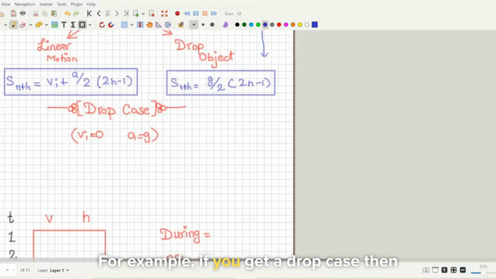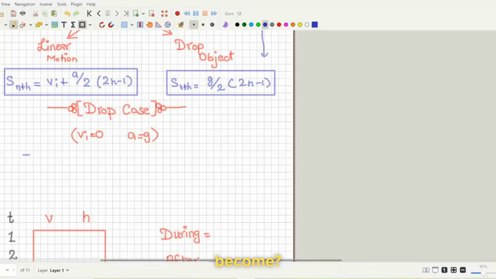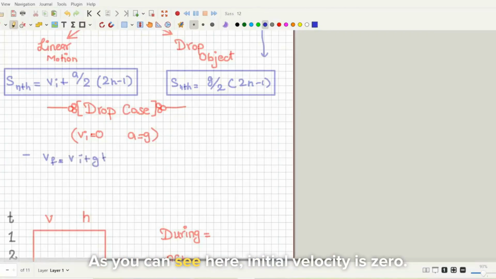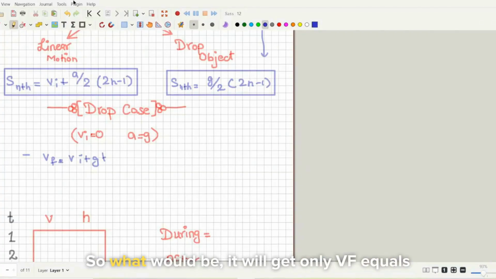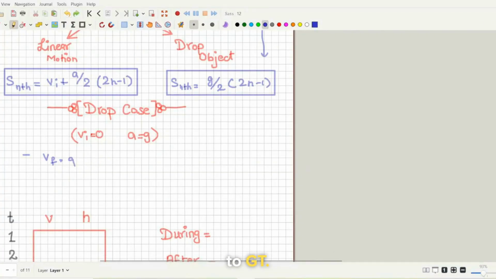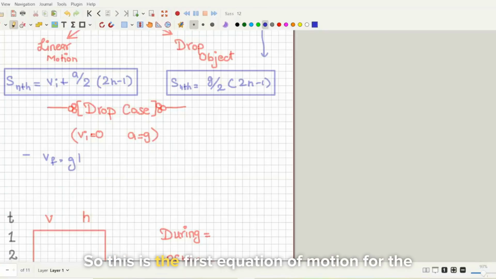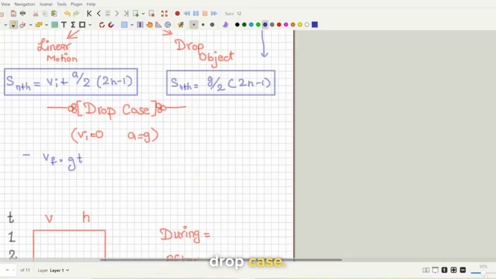For example, if you get a drop case, then initial velocity is equal to 0 and a is equal to g. What will the first equation of motion become? The first equation of motion is Vf equals Vi plus gt, right? As you can see here, initial velocity is 0. So you will get only Vf equals gt. So this is the first equation of motion for the drop case.